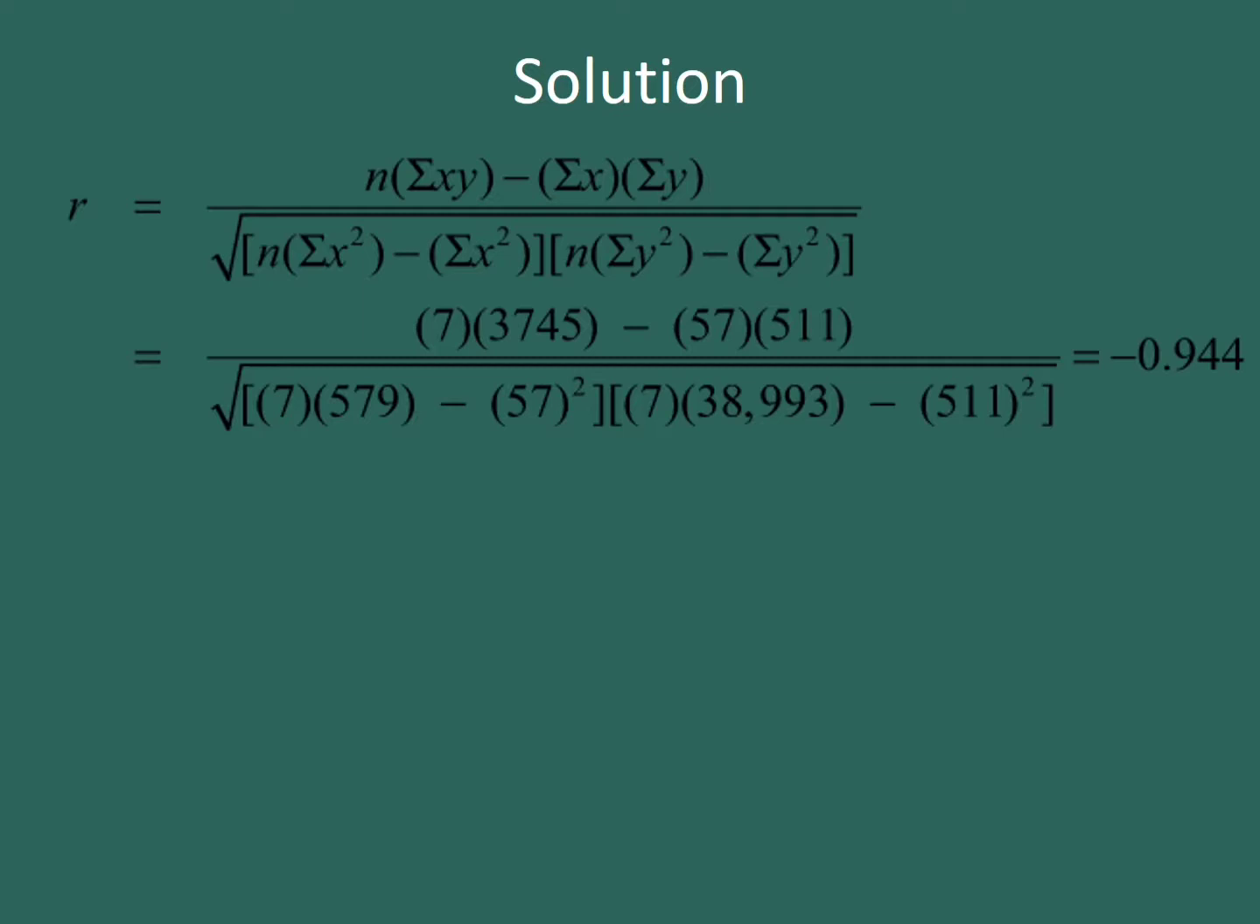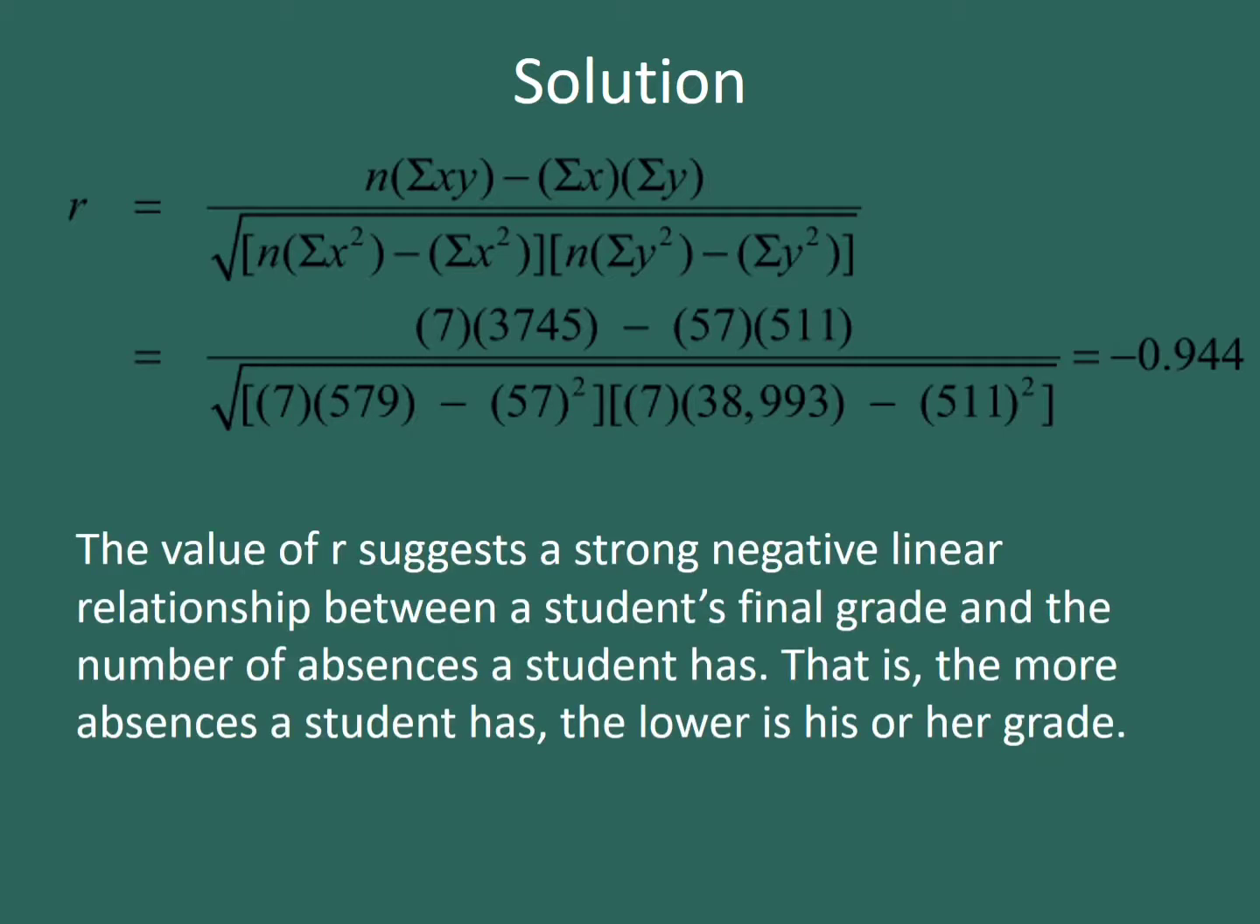Does it make sense to be a negative correlation? Of course it does. The value of r suggests a strong negative linear relationship between a student's final grade and the number of absences a student has. So in logic, the more absences a student has, the lower his or her grade will be. Of course it has to be a negative correlation because the more absences a student has, the lower their grade will be.